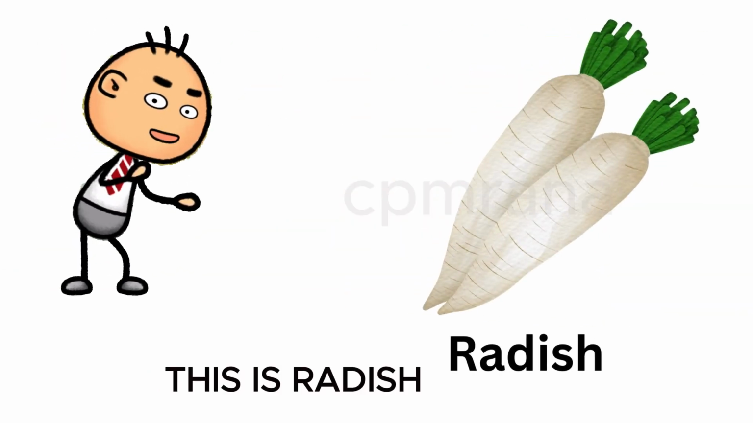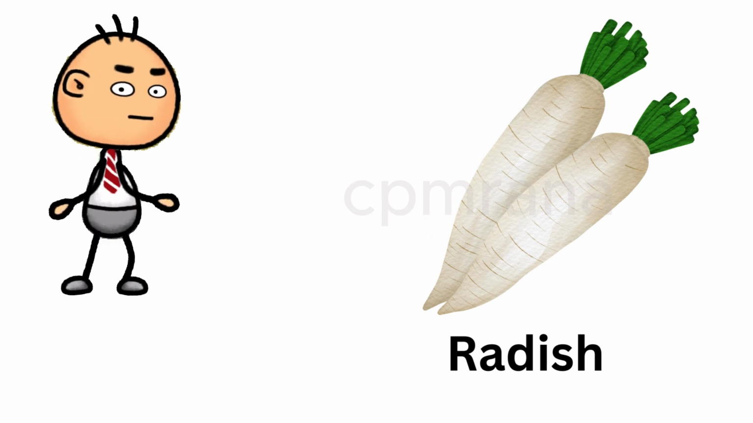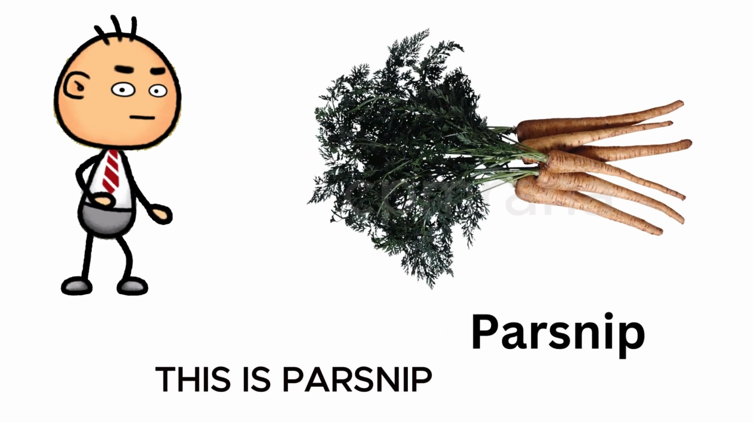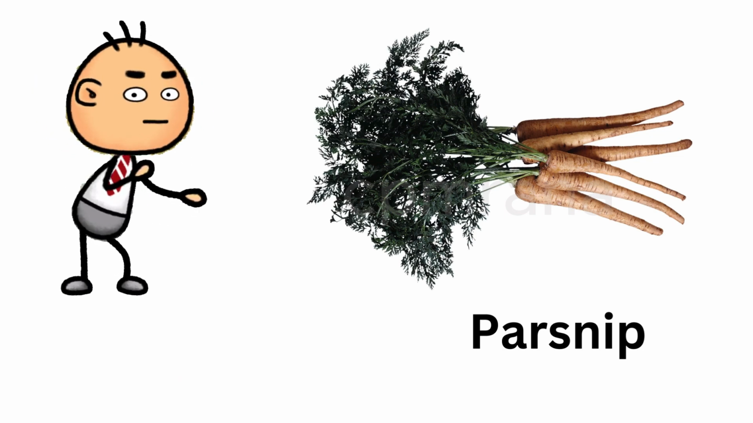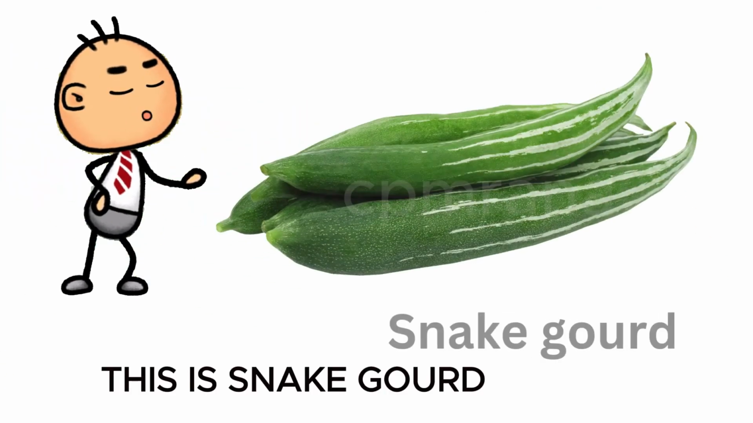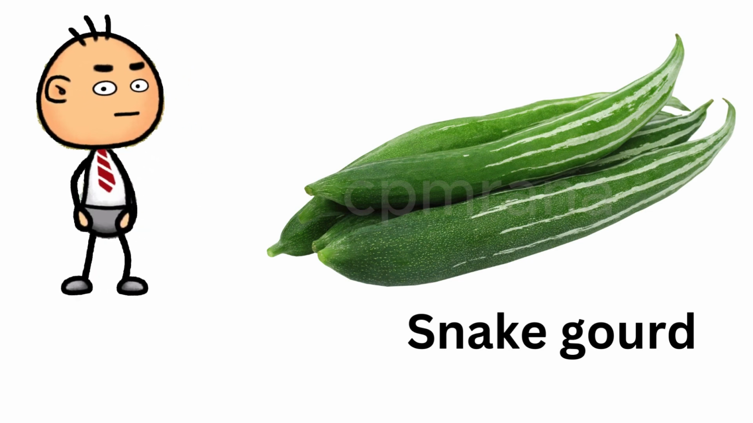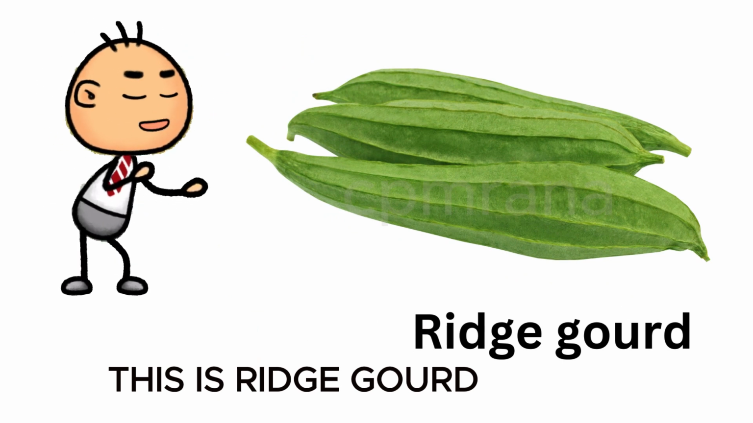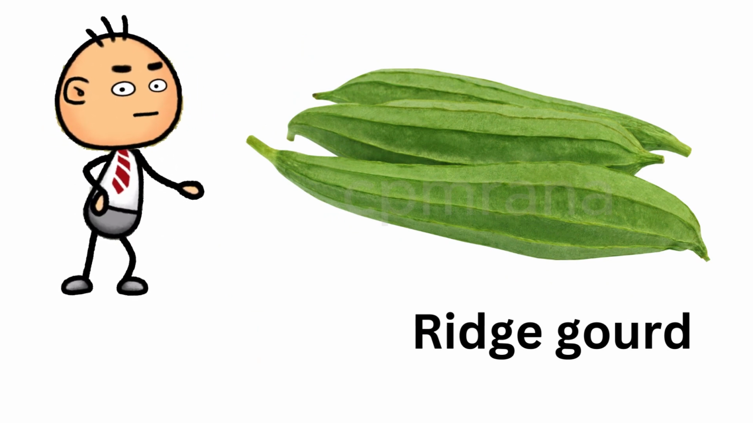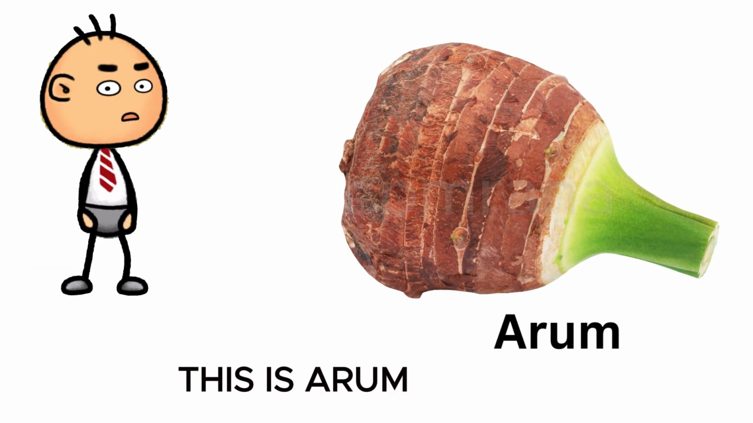Radish. This is radish. Parsnip. This is parsnip. Snake gourd. This is snake gourd. Ridge gourd. This is ridge gourd. Arum. This is arum.